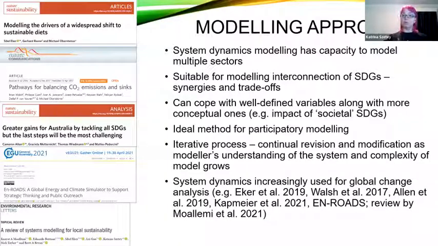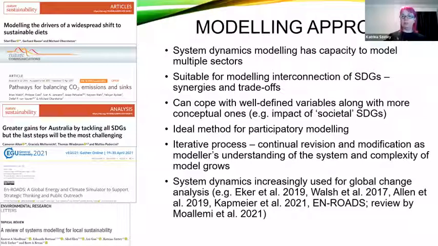Also important for the socio part of the socio-economic or socio-ecological, it can cope with more conceptual variables, for example, something like inequality, which can be difficult to quantify. For our purposes in involving stakeholders, we feel it's an ideal method for participatory modelling because it relies more on an understanding of the system, something which is relatively intuitive and can be easily explained to non-technical contributors.